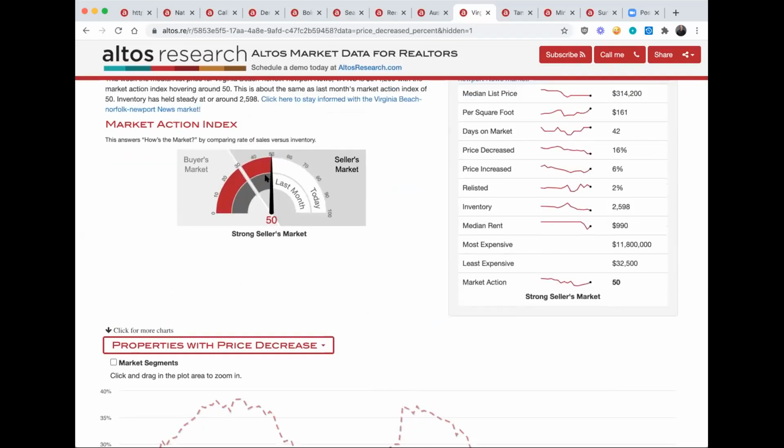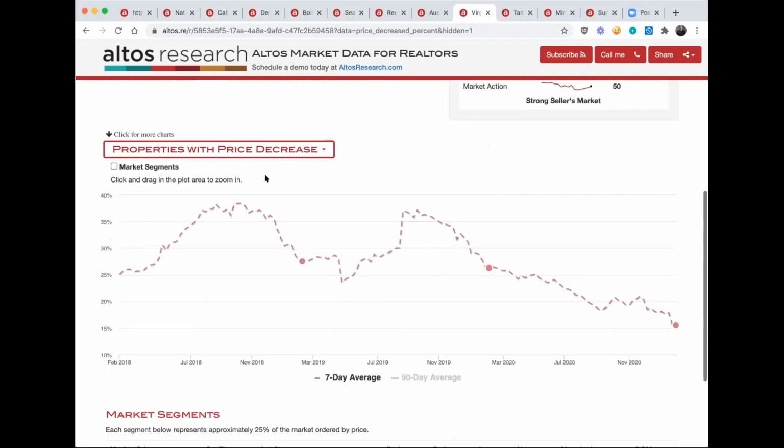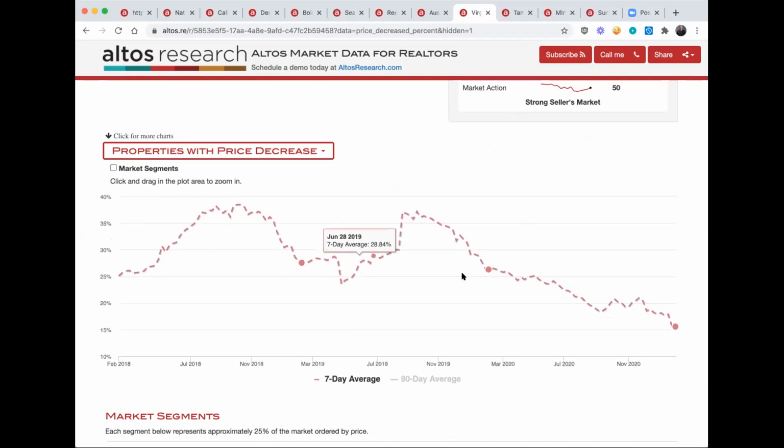Virginia Beach is a 50, so this is like a military market. It's a lower cost market, but here's how you measure price decreases. Normally in Virginia Beach, 38% price decreases, right? This is what it said. This is a normal, healthy market.